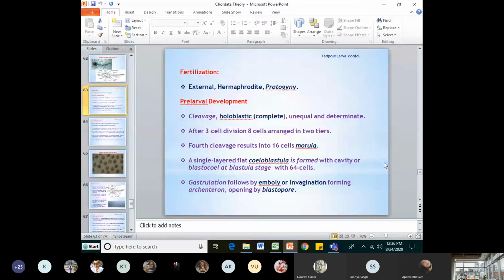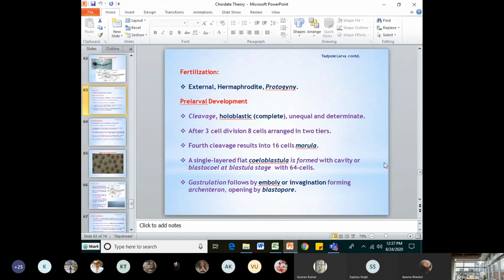So now coming to the fertilization, there is external fertilization because the animals are hermaphrodite and they show protogyny. That means the female gametes mature first, then the male gametes. So this is called protogyny. So this protogyny stops self-fertilization. So this is important for the animal. This is good for the animal because this is how cross-fertilization occurs.